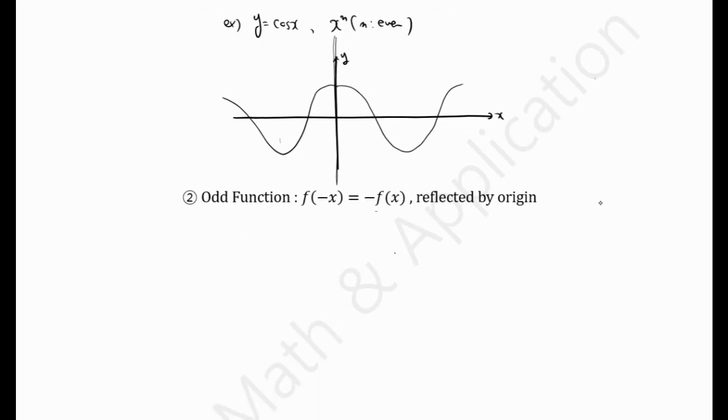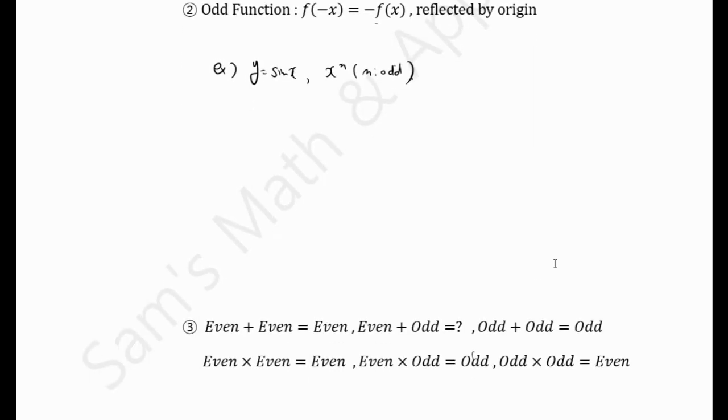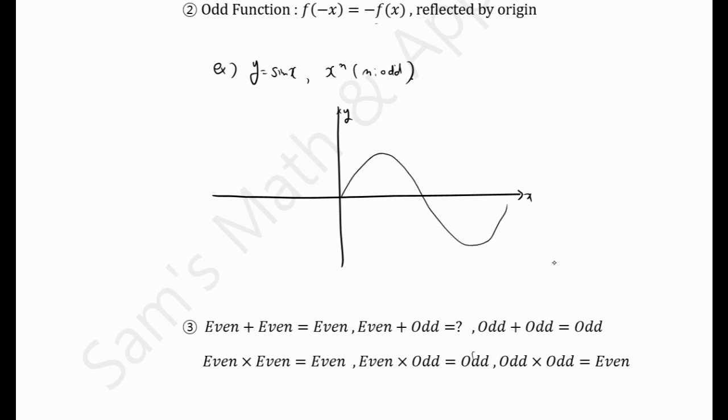The other kind of function is where f(minus x) is minus f(x). This kind is reflected through the origin. Examples of odd functions are the sine function or a polynomial where n is odd. And we graph the sine function on x and y. The sine function is like this. This is reflected through the origin. This is an odd function. The odd function definition is f(minus x) equals minus f(x).